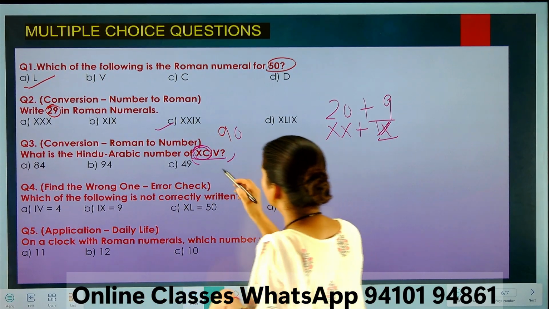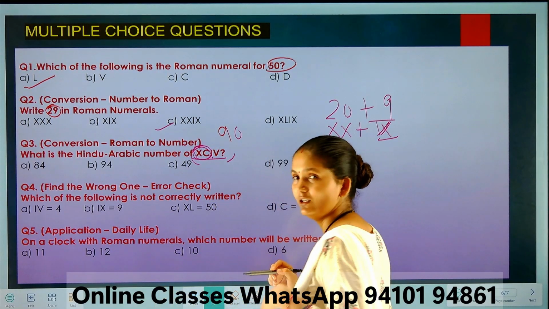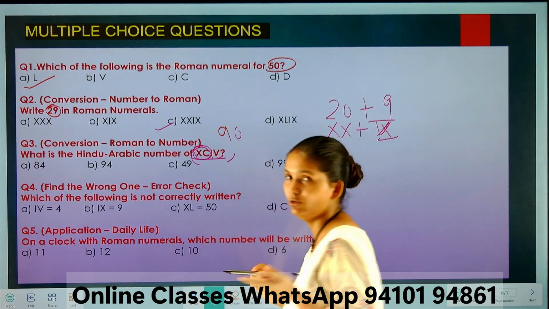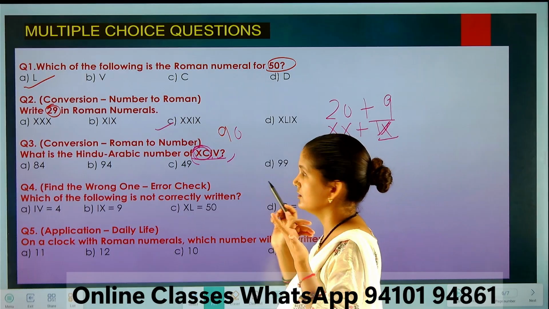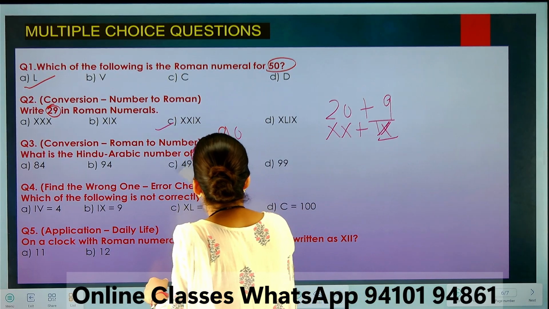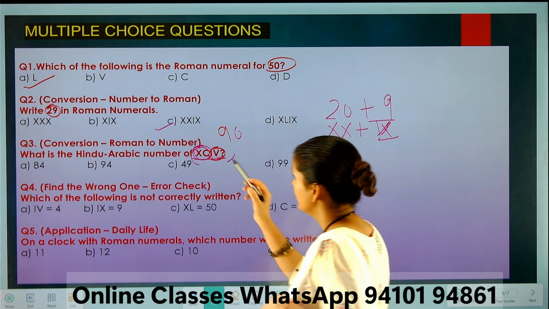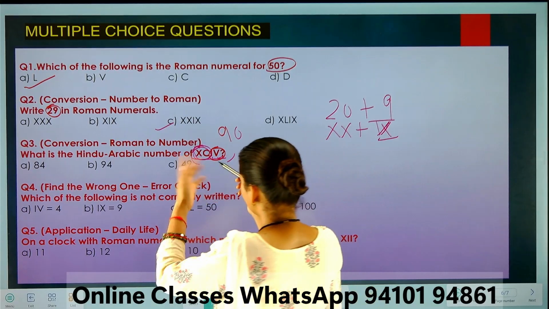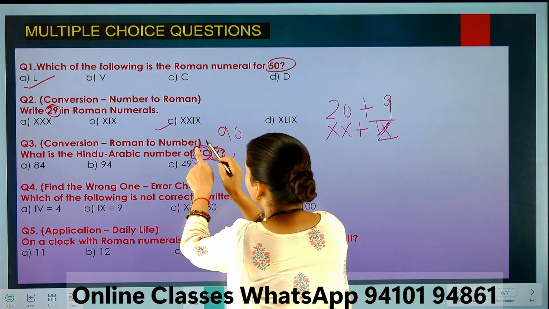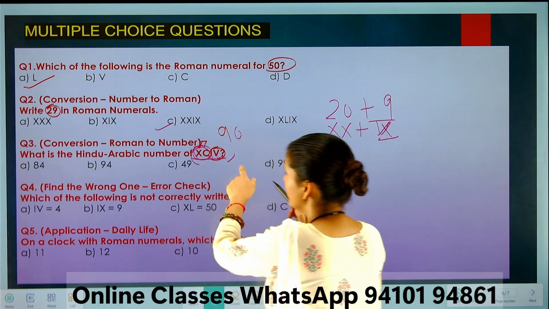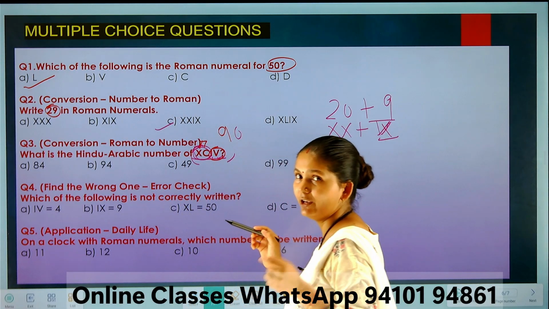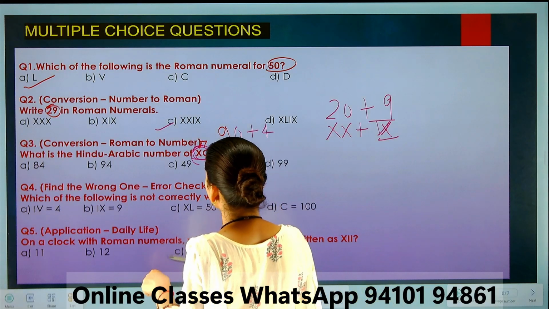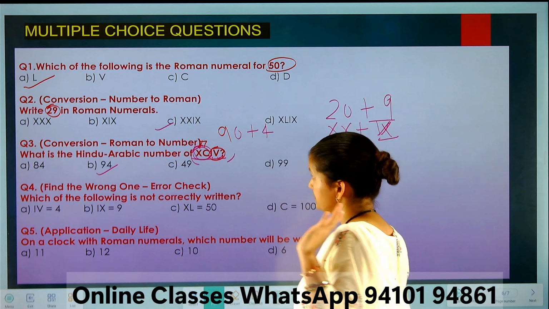Now move to IV. I is the smaller value, V is the bigger value. Again subtraction in these two numerals. Look here, in these two we will follow the subtraction rule. There is IV. I is 1, V is 5. So 5 minus 1, 4. So 90 plus 4 is equal to 94. So B1 is the correct option.